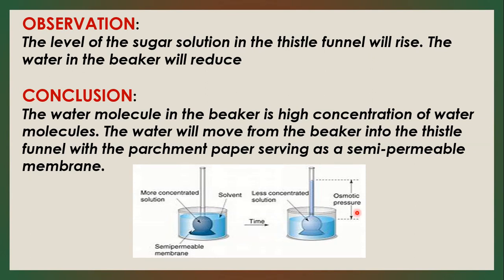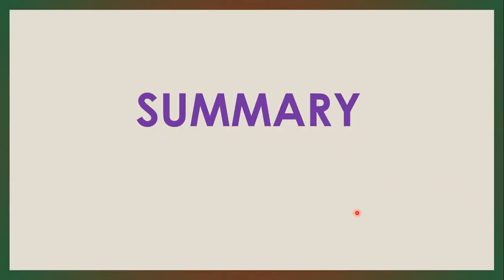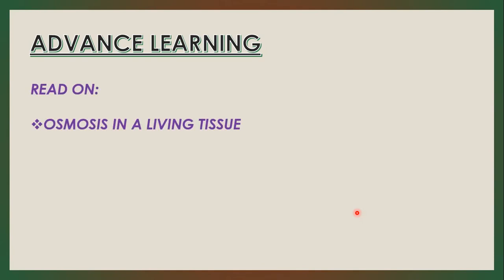We began by looking at the definition of osmosis, and we studied the factors that affect the rate of osmosis. Then finally, we touched on osmosis in non-living tissue. That is the summary. For our advanced learners, today we did osmosis in non-living tissue. So try to read on osmosis in living tissue. Okay?